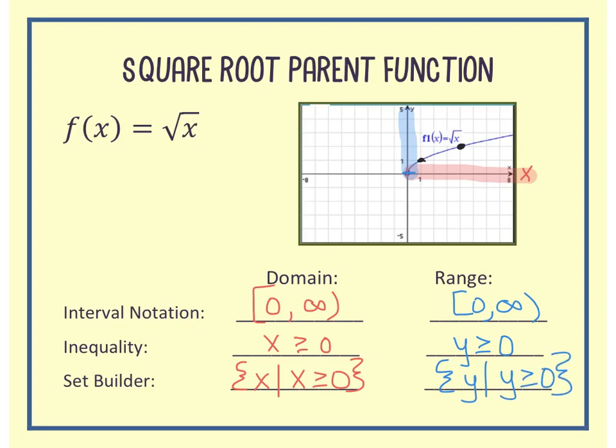So I'm going to ask that you memorize the parent function, at least what it looks like. If you can graph those 3 points, the square root of 0, the square root of 1, and the square root of 4, that's enough to make your parent function graph.